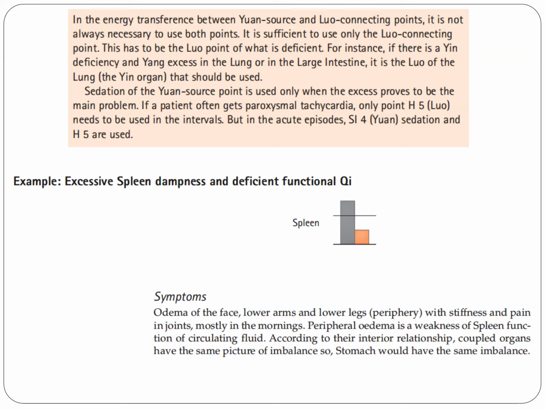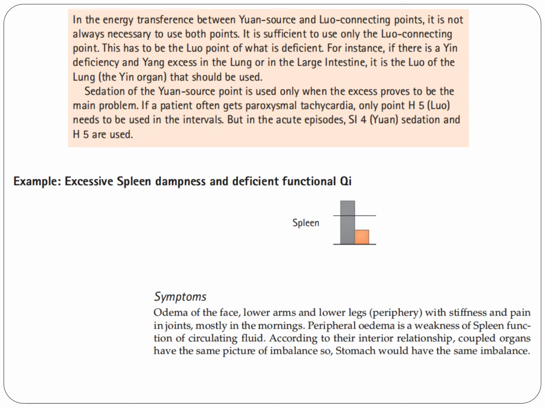For instance, if there is a yin deficiency and yang excess in the lung or in the large intestine, it is the luo of the lung, the yin organ, that should be used. Sedation of the yuan source point is used only when the excess proves to be the main problem. If a patient often gets paroxysmal tachycardia, only point heart 5 needs to be used in the intervals. But in the acute episodes, you need to do SI for sedation and heart 5.